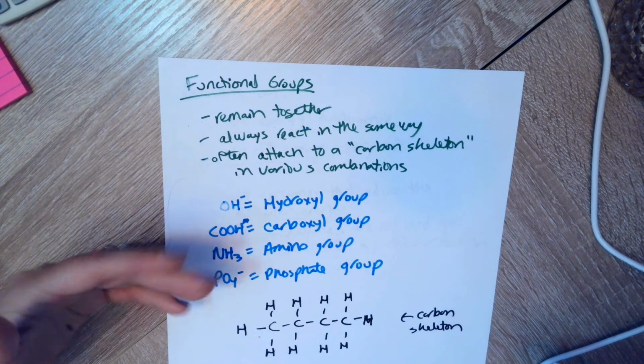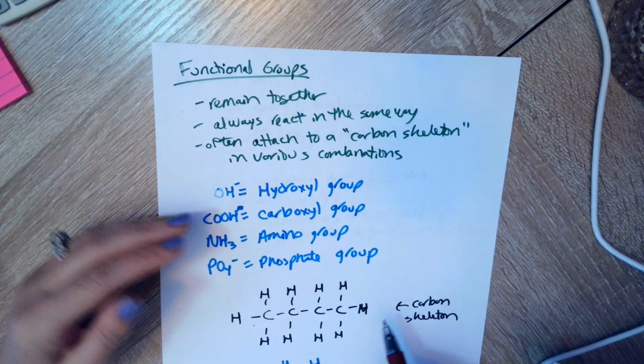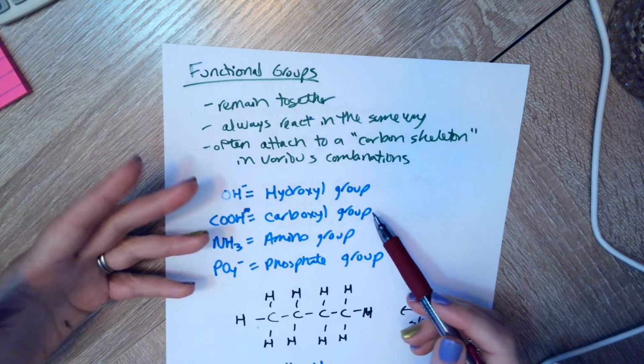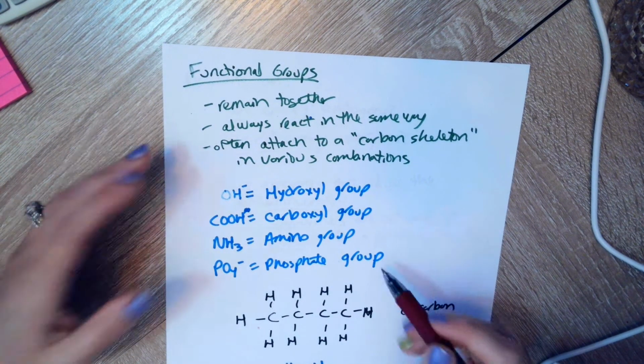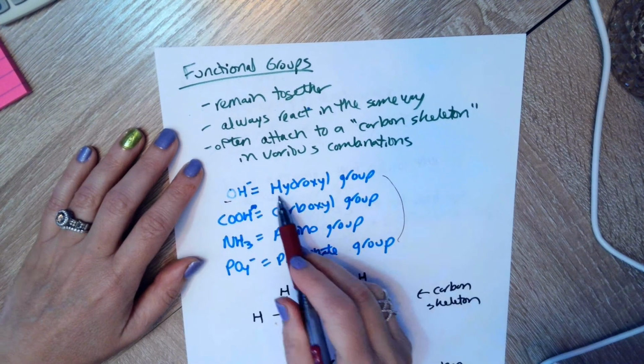All of those are organic molecules. Organic molecules are all based on having a carbon skeleton with varying combinations of these functional groups. So here are the four main functional groups. OH minus, that's a hydroxyl group.